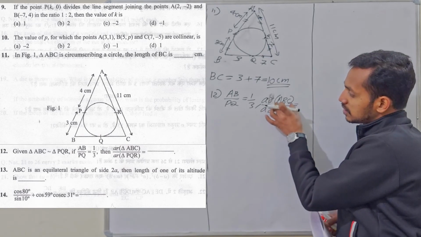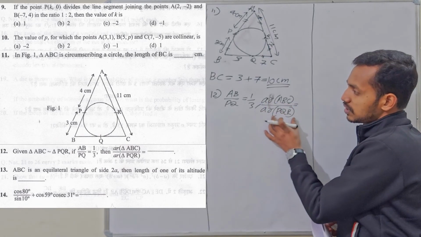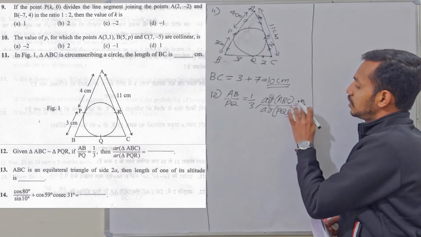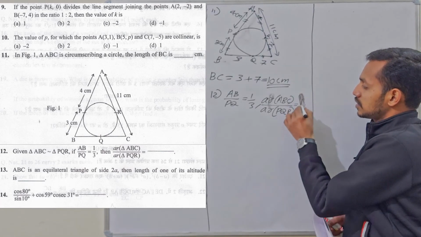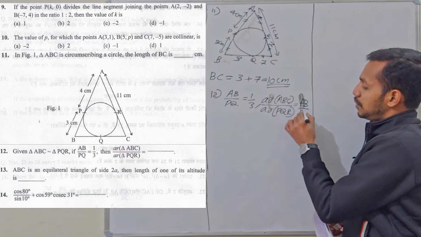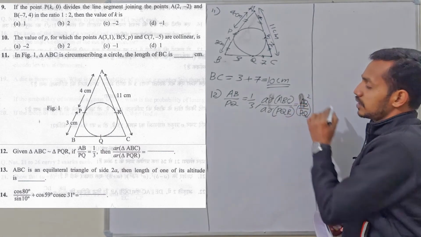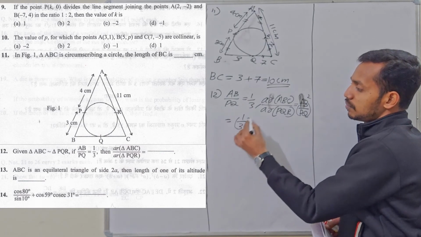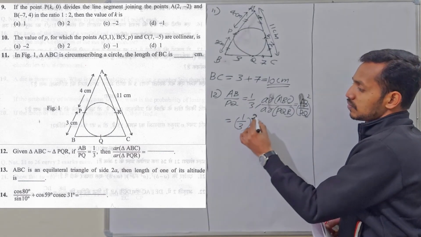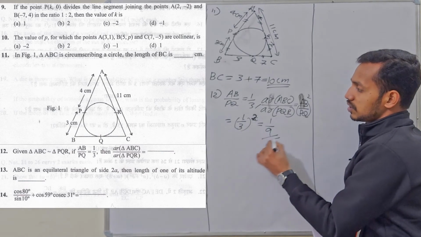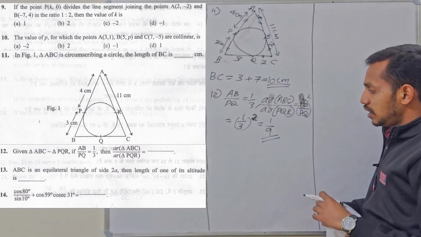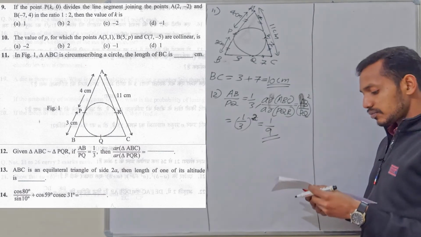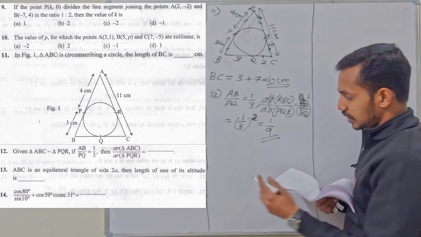If two triangles are similar, then the ratio of the areas of the two similar triangles is equal to the square of the ratio of their corresponding sides, that is AB by PQ all square. But AB by PQ is given, that is 1 by 3, so the ratio will be 1 by 3 whole square. 1 square is 1, 3 square is 9. So the ratio is 1 by 9 or 1:9. Clear? Now come to question number 13.